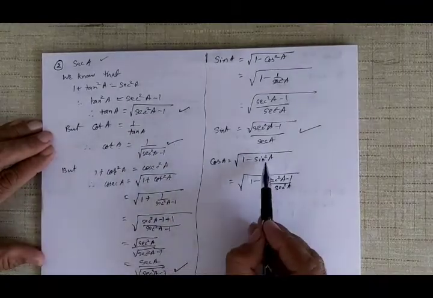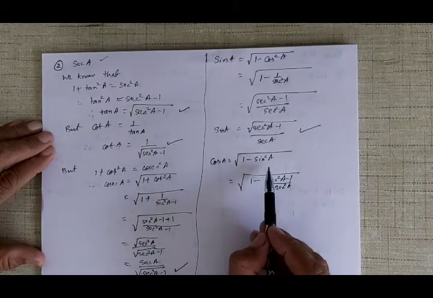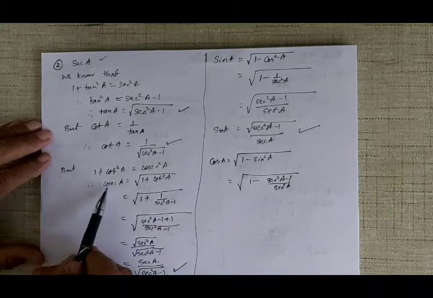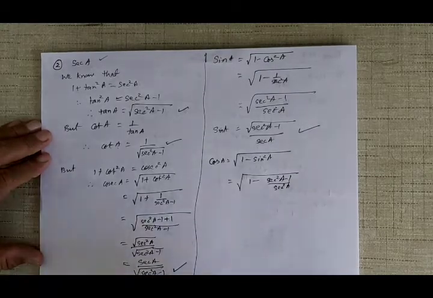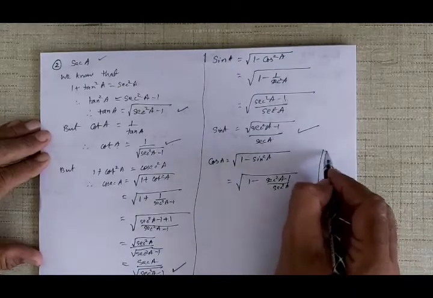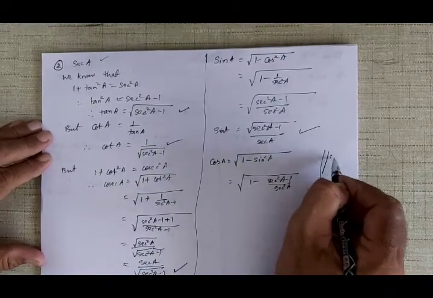Or instead of sin square, I can take the reciprocal, cosec square A. Cosec square, we have already got cosec here. In terms of cosec, we have already got this. You can do it in any way. Instead of sin square, I can do it like this also.